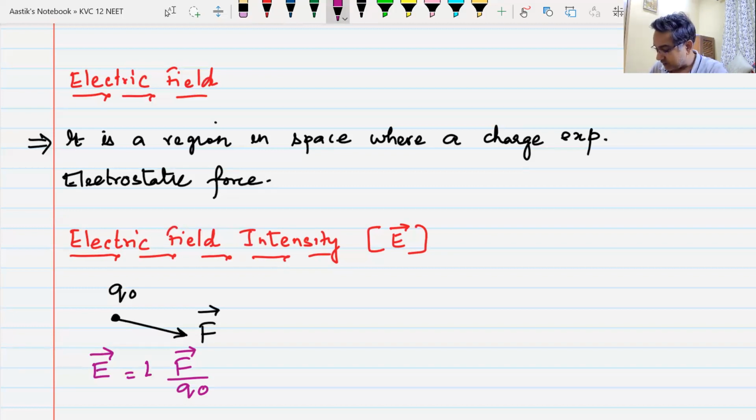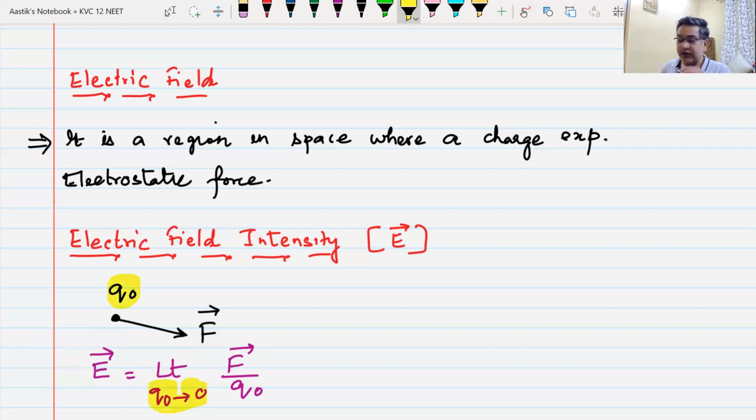But you must write it like this in a better way. So I will write it better like this. Limit Q naught tending towards 0 of F by Q naught. You want this Q naught, which is your test charge, to be very small. Why do you want it to be very small?